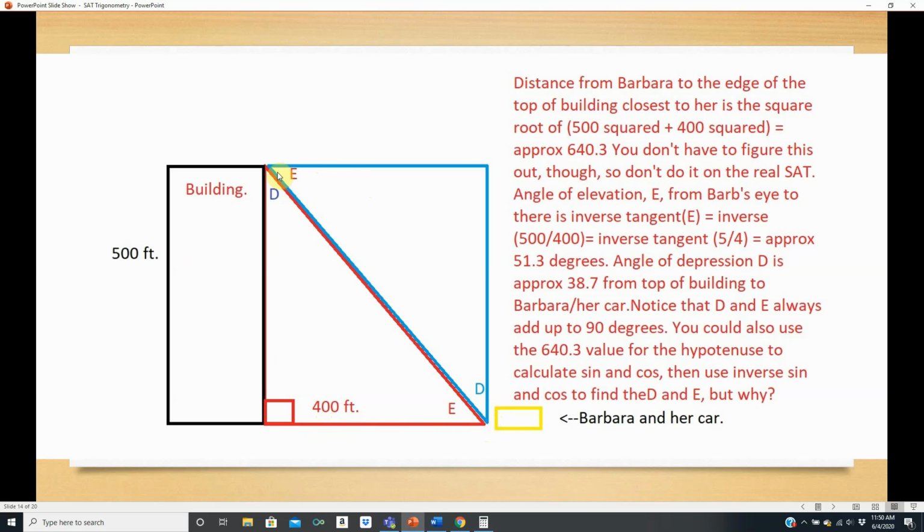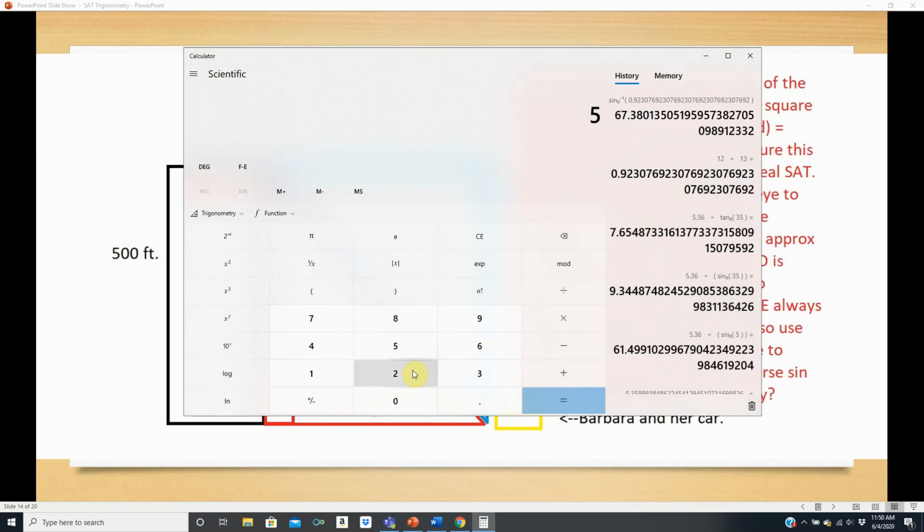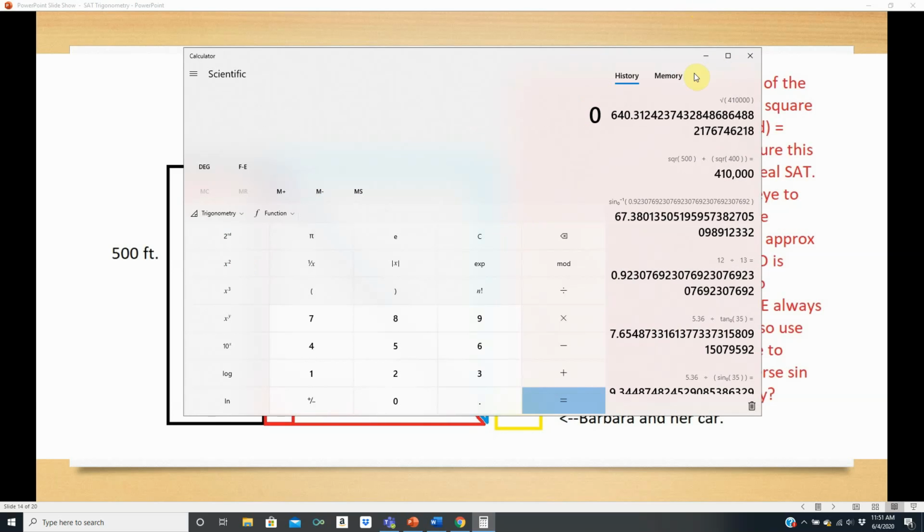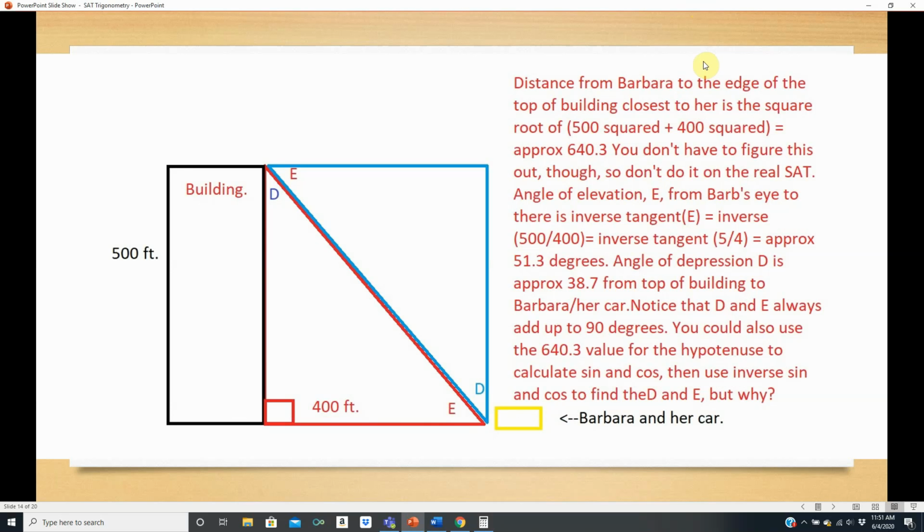one, we can figure out the distance. We don't really have to, but we can for fun. We can say that 500 squared plus 400 squared, and you take the square root, you get 640.3. Okay, what? You're saying you don't believe me? Okay, fine. 500, we're going to square it, plus 400, going to square it, so it's 160,000. All right, so that's 410,000. Second, we take the square root, so that's 640.3. Okay, you believe me now? Good. Listen to me now, believe me later.